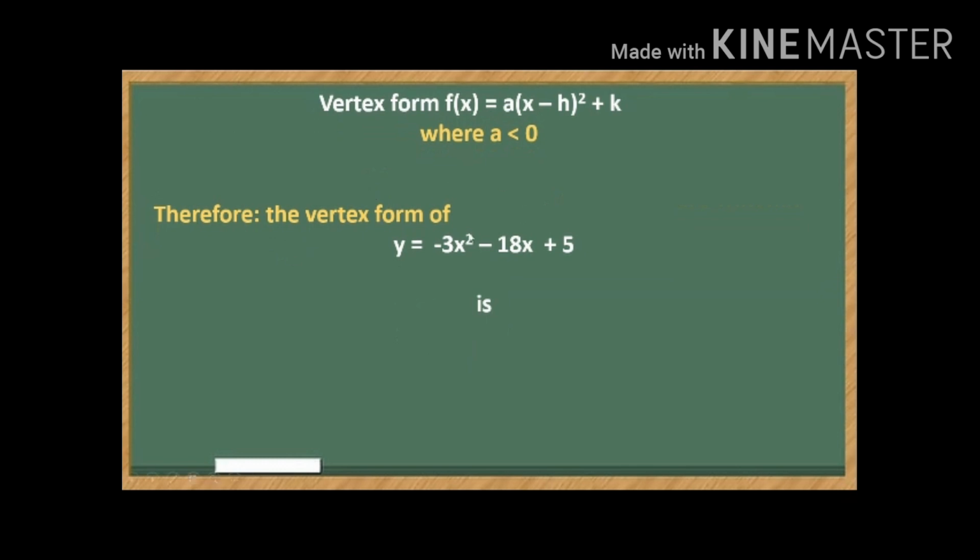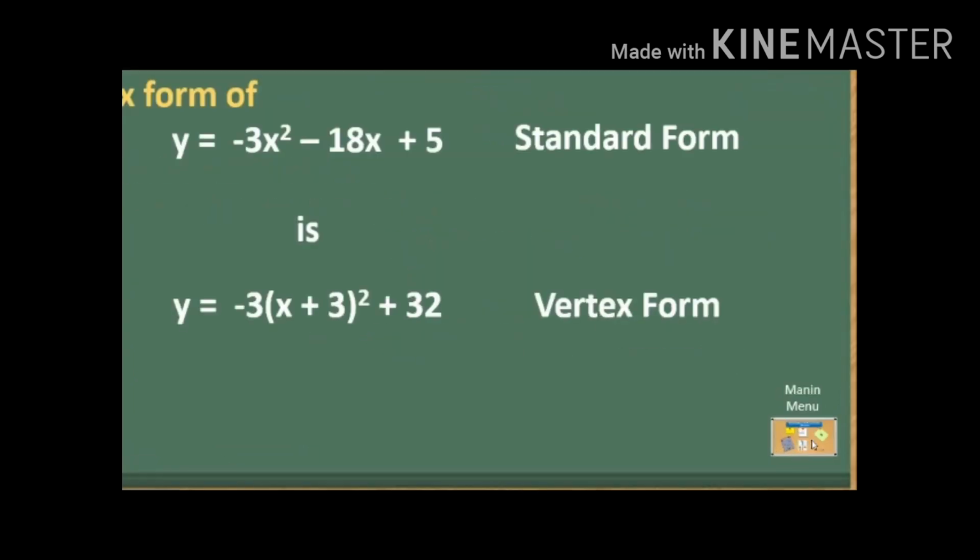Therefore, the vertex form of the quadratic function y equals negative 3x squared minus 18x plus 5 is y equals negative 3 multiplied by the square of the sum of x and 3, plus 32. We call this the standard form and this one the vertex form. Okay guys, we are finished with our example number 2.